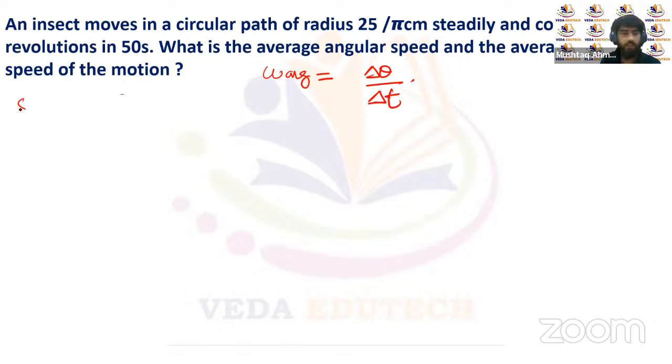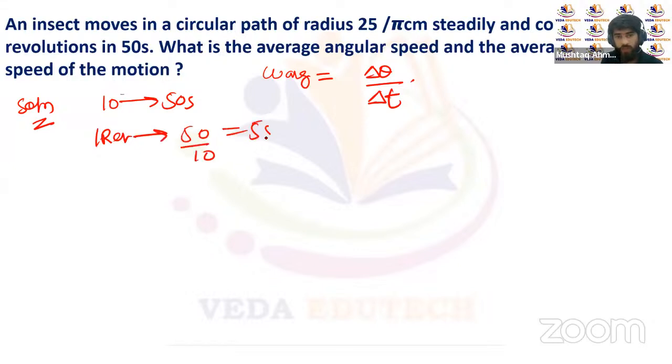Now it's given that the insect is completing 10 revolutions in 50 seconds. It means the total time is 50 seconds. If it completes 10 revolutions in 50 seconds, then one revolution will be completed in 50 upon 10, that's equal to 5 seconds. Now the average angular velocity will be 2 pi upon the time period.